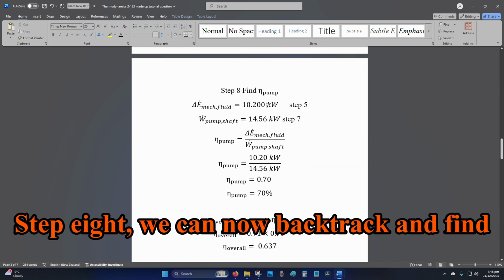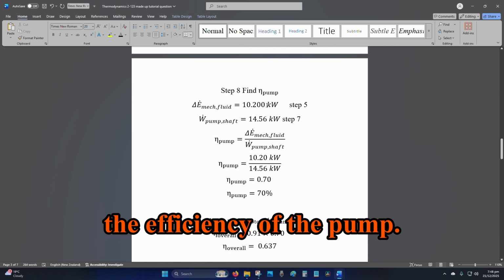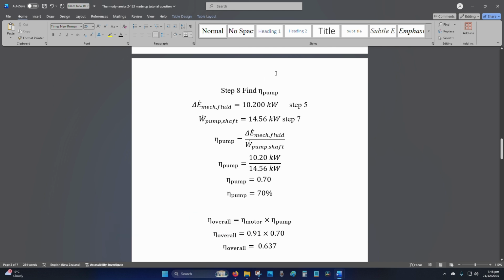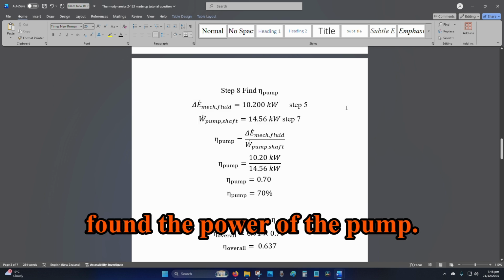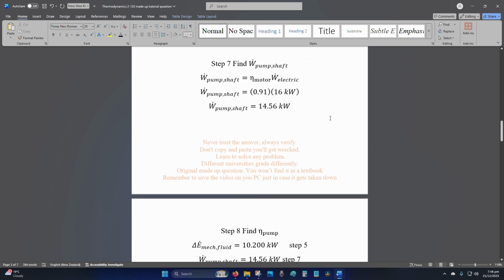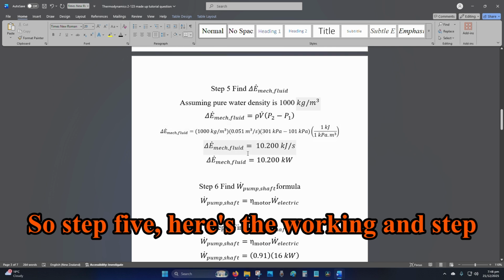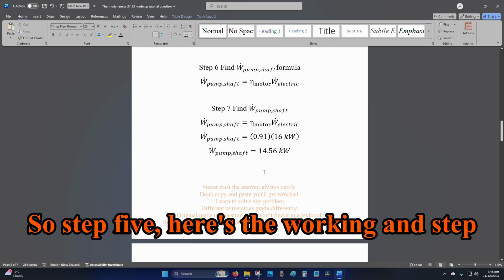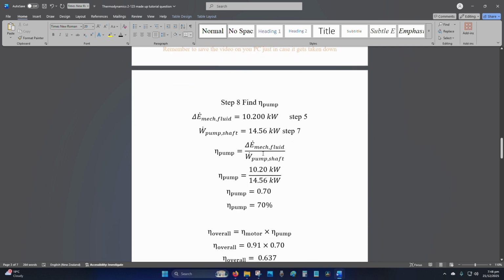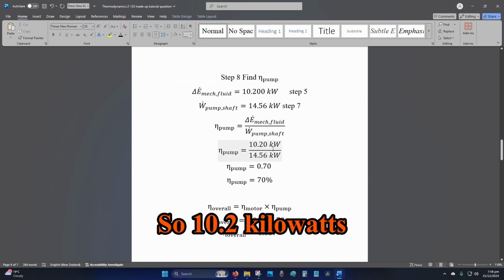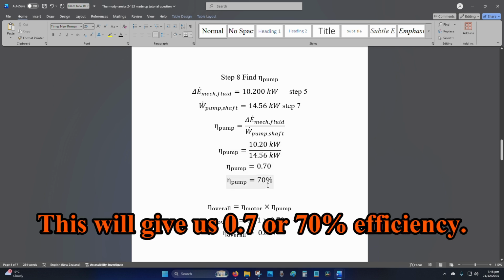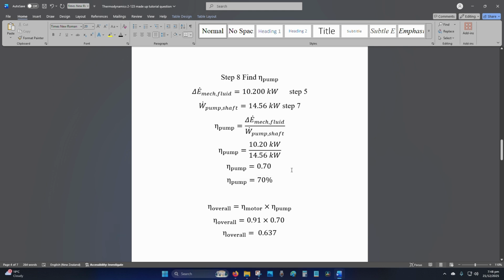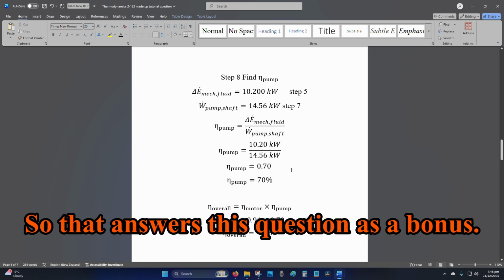Step 8, we can now backtrack and find the efficiency of the pump. So in step 5 we found the mechanical energy, and step 7 we found the power of the pump. So step 5, here's the working, and step 7 we just did previously. So 10.2 kilowatts divided by 14.56 kilowatts. This will give us 0.7 or 70% efficiency. So that answers this question.